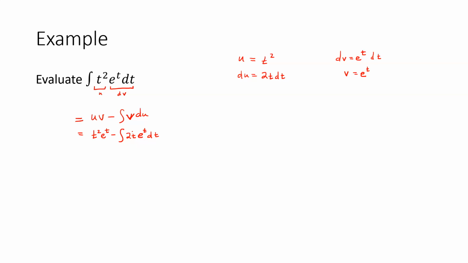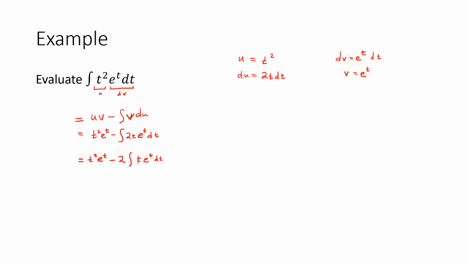Now looking at this, it looks like we've got something similar where I have a product of two things inside the integral. Although this integral looks a little bit simpler than the one we started with, because now say I factor out this 2, what remains is a factor of t that is 1 degree lower than the original. So just applying this formula, we've managed to reduce the integral to something a little bit simpler.